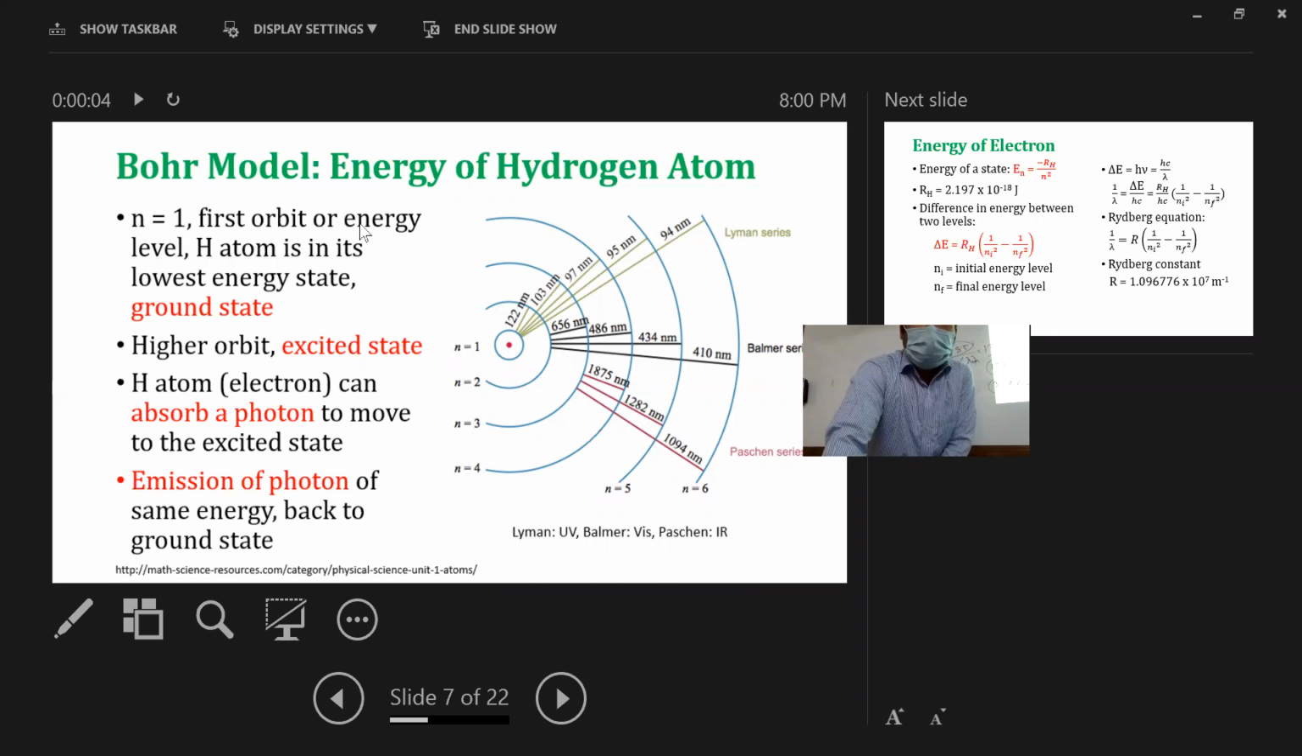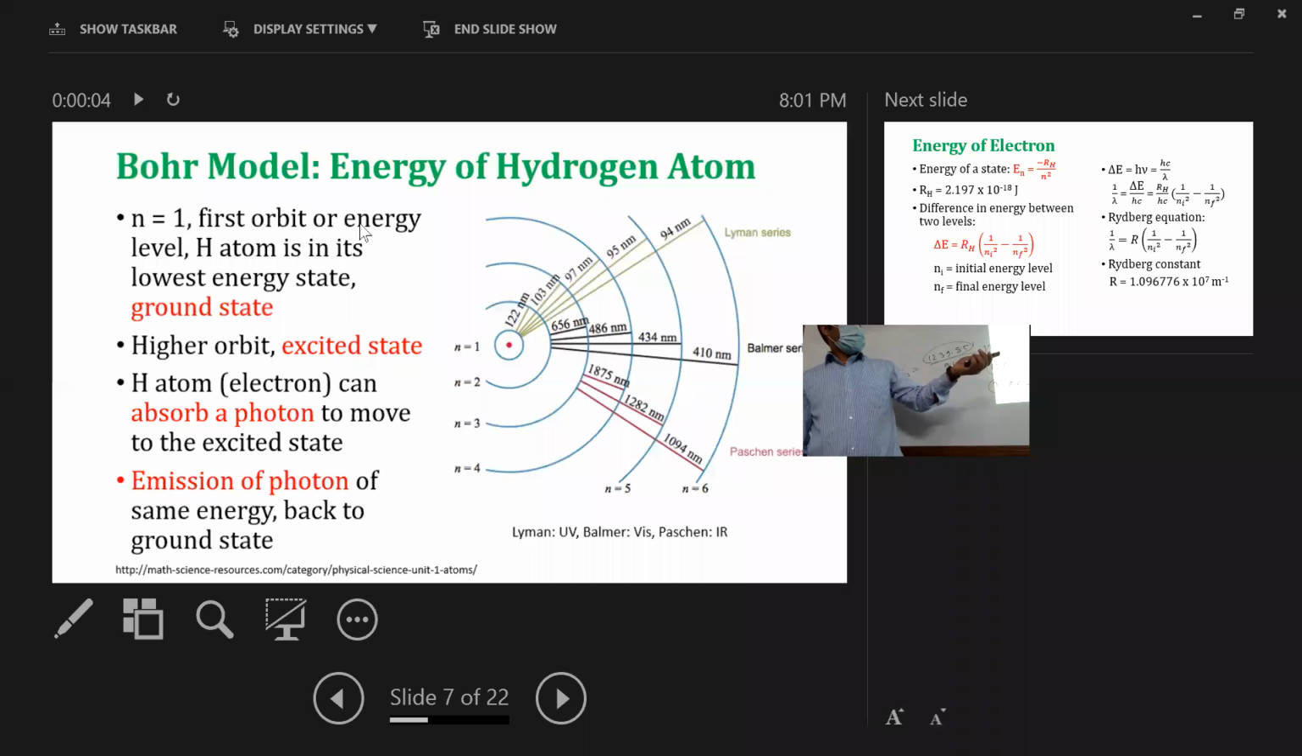Then the higher orbit is the excited state. Okay, this is our ground state, normally, for the hydrogen atom. So if you have the electron going from the first orbit to the second orbit, normally it should not be there, because what we said is that in hydrogen, in the ground state, it should be in the first electron shell. So if any electron is in the second shell, that should be an excited state, or even any higher ones, that is also an excited state. Emission of a photon of the same energy takes it back to the ground state.